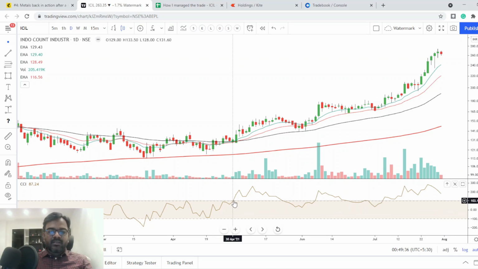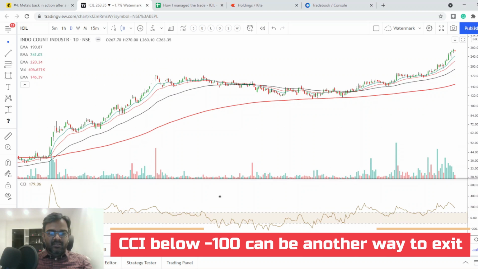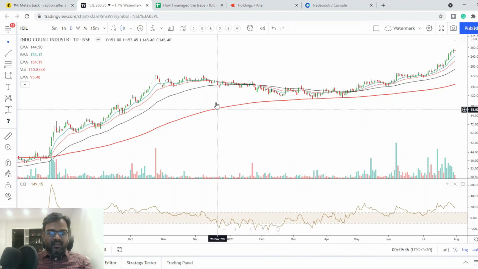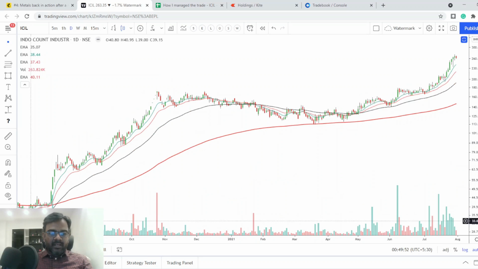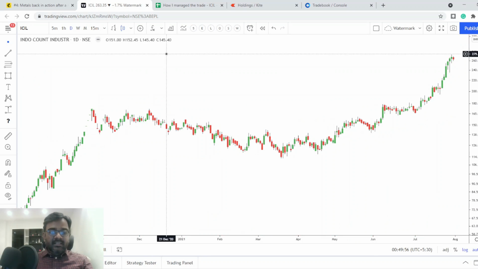And another way to do it is, you don't sell off until the CCI, this indicator here, goes below minus 100. If you notice here, in this phase, the CCI went to minus 100, right? That was still a very good exit. According to the price, even I would have exited around that range, and CCI also helps you exit properly. So that's how I did the trade.